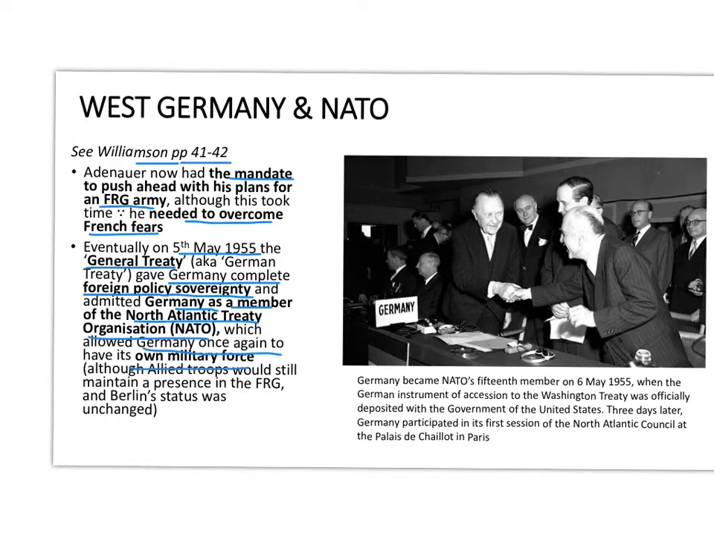So that effectively gave the go-ahead, once again, for Germany to have its own military force. Although it was agreed that the British, the French and the Americans would still maintain a military presence in West Germany. So there were strings attached. Although West Germany can now form its own army, they will still maintain a military presence, and Berlin's special status that had been decided at Potsdam was still unchanged. Okay, so that was the significance of the General Treaty.